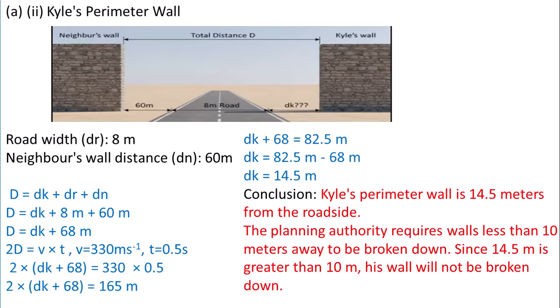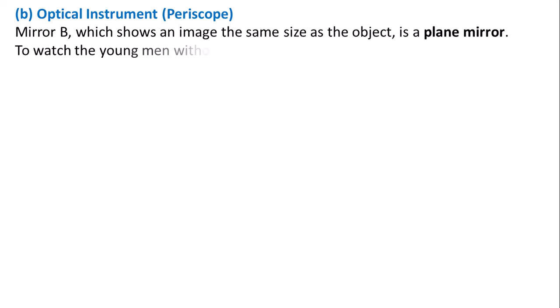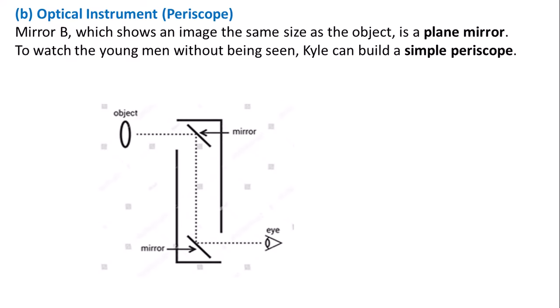B. Optical instrument, periscope. Mirror B, which shows an image the same size as the object, is a plane mirror. To watch the young men without being seen, Kyle can build a simple periscope. The principle is that the 2 mirrors should be inclined at an angle of 45 degrees.